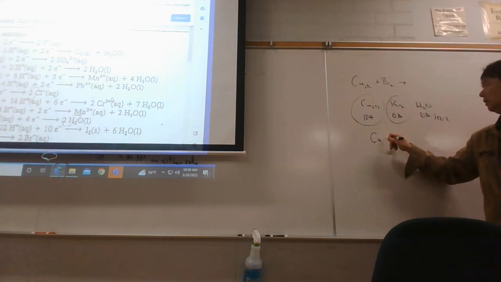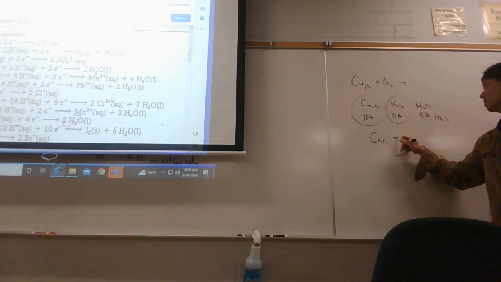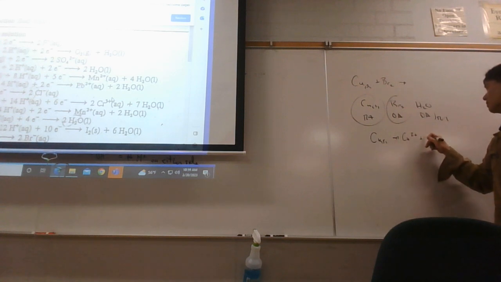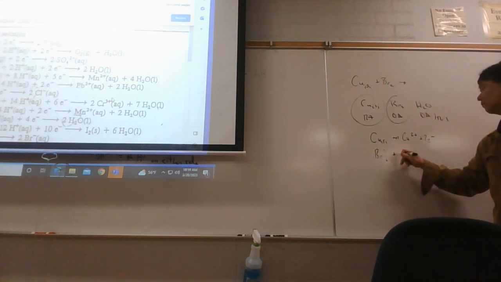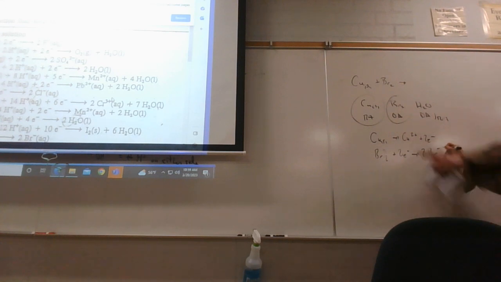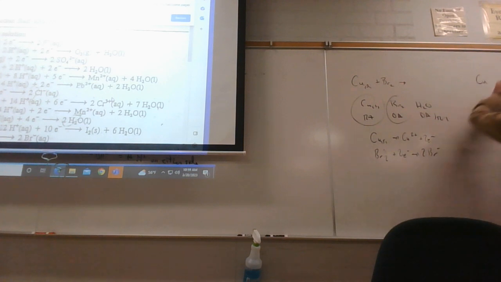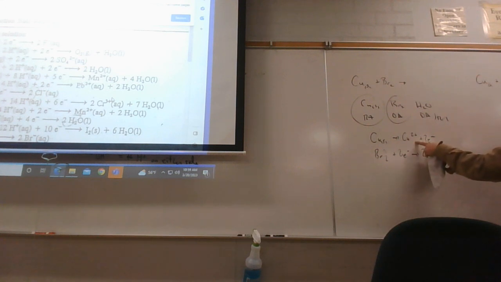Copper solid is going to go to copper 2 ions plus 2 electrons. And then bromine plus 2 electrons goes to 2 bromides. I just copied these off the chart. And so what we're going to have here is copper plus bromine yields copper 2 ion plus 2 bromides.